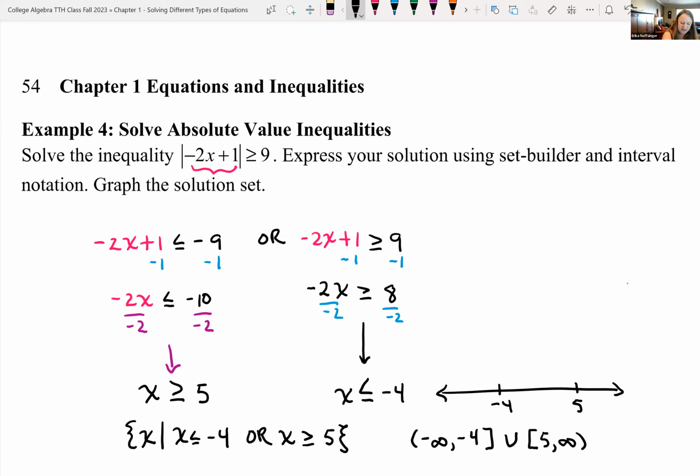Locate negative 4 and 5 on the number line. We're looking at everything to the left of negative 4, including negative 4, so a bracket there. And starting at 5, including, so bracket on 5, and everything bigger than, so shade to the right.